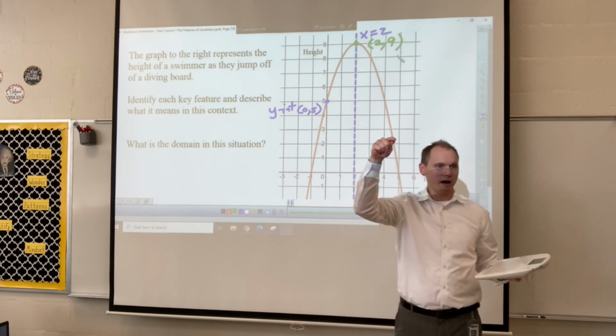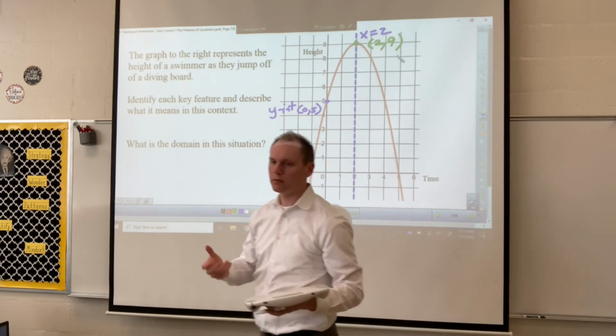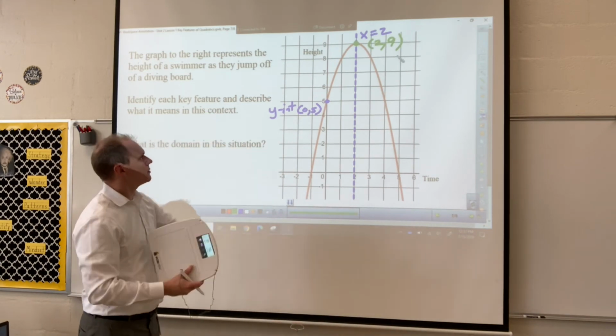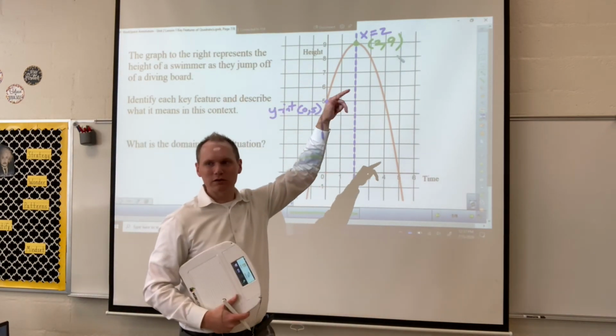Okay, so let's break this down, because as we said earlier, anything that's concave down is going to have a maximum at the top. But what does that maximum mean? So if we think about 2 and 9, what do you think that 2 represents?